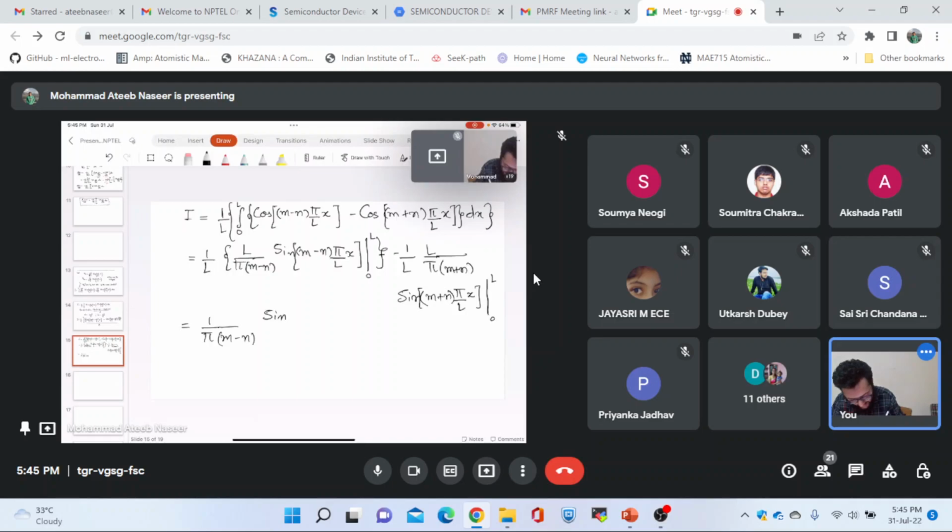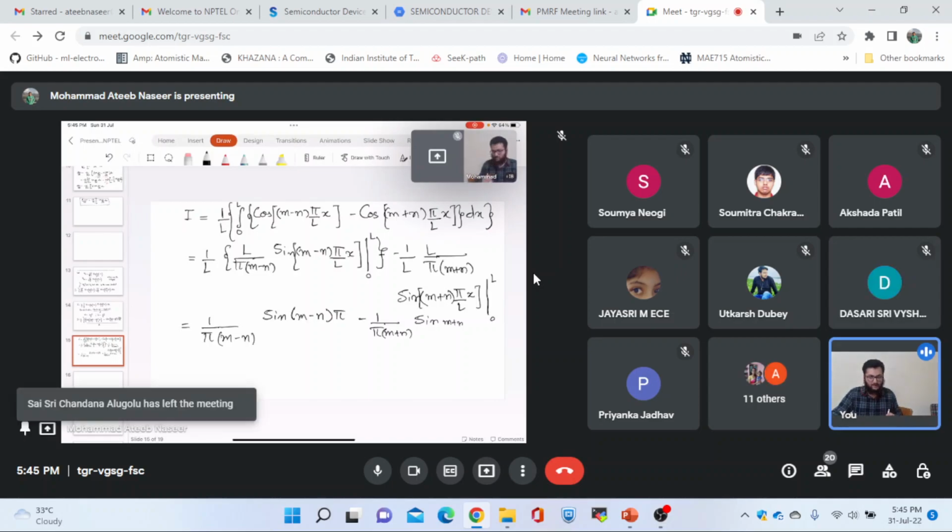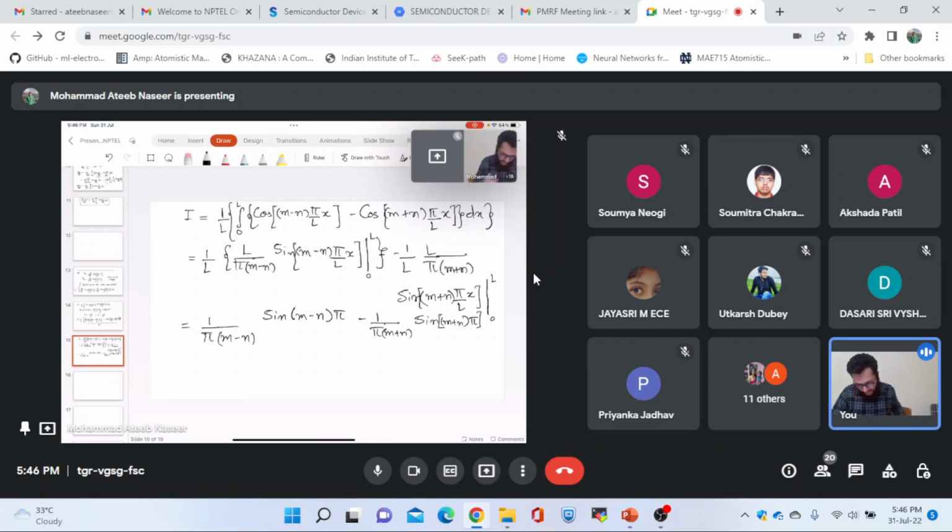This will be sine of (m minus n), and since I am putting x equal to L, L and L will go. This will be (m minus n) pi, and similarly over here L and L will go, and I will be left with pi times (m plus n), and I know that sine of 0 is equal to 0, so I will be left with sine of (m plus n) pi by L, and since I'm putting the limit x to be L, L and L will cancel, it will be sine of n pi. So this is what we have got in here, and we know that these m and n are integers.